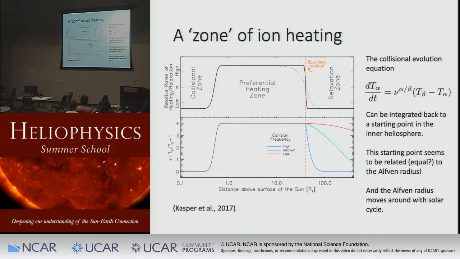Actually, at the photosphere, the plasma is again collisional. But then you have a corona and you have a lot of heating, and at some point the heating shuts off, and then beyond that you just have collisions, and the collisions are relaxing the plasma, making it more Maxwellian. Okay, and you can integrate this equation back and make a prediction for where that boundary is.